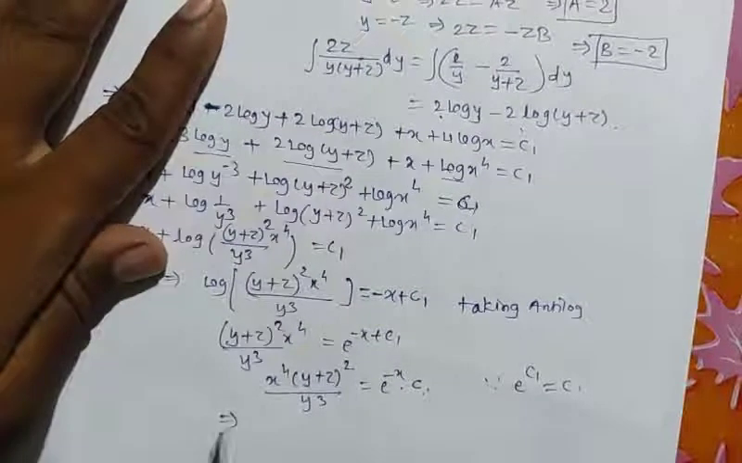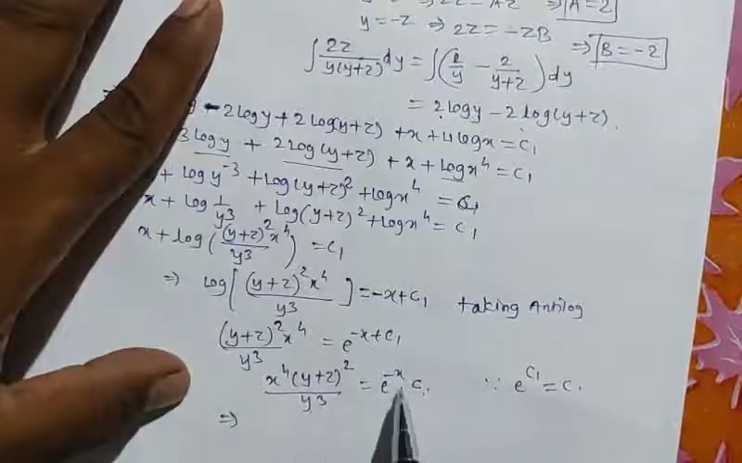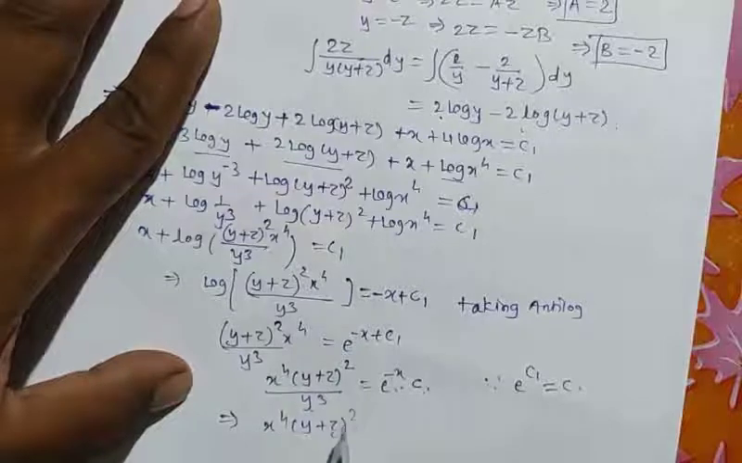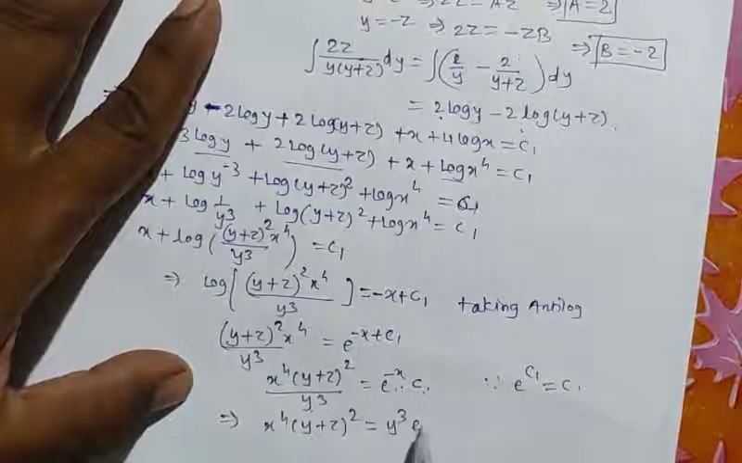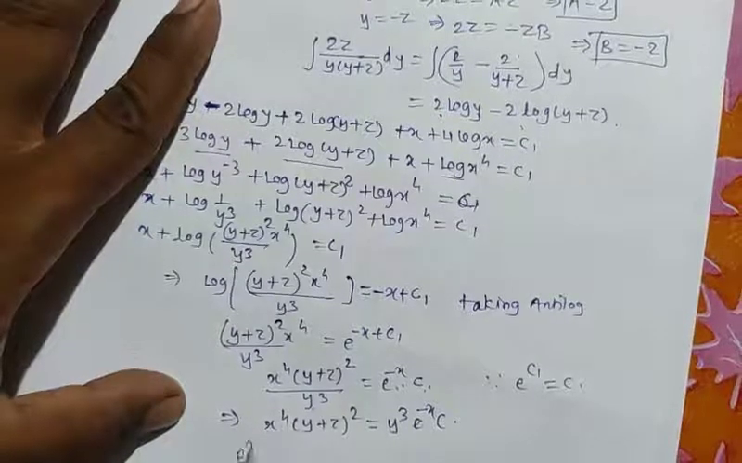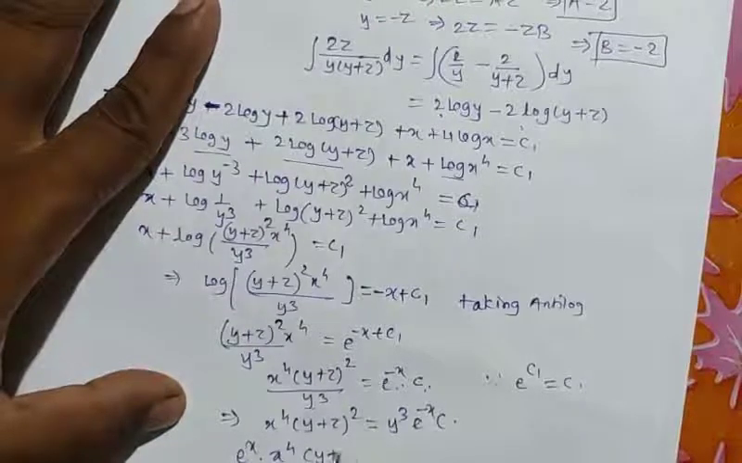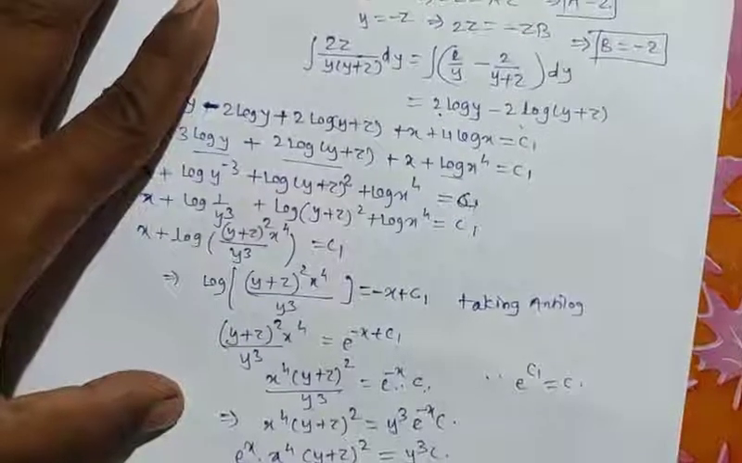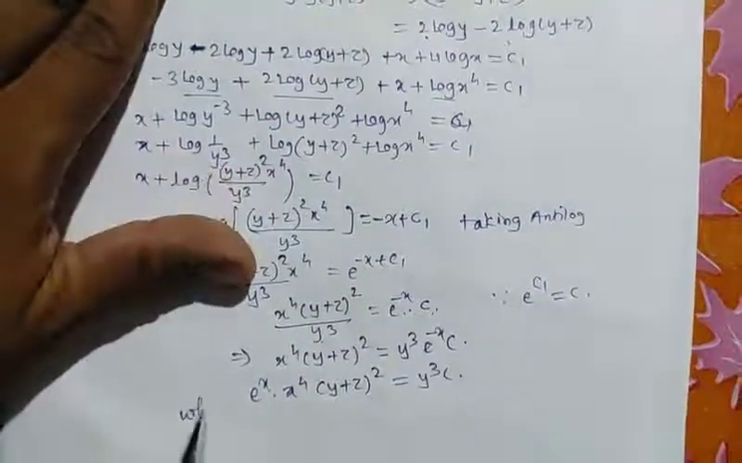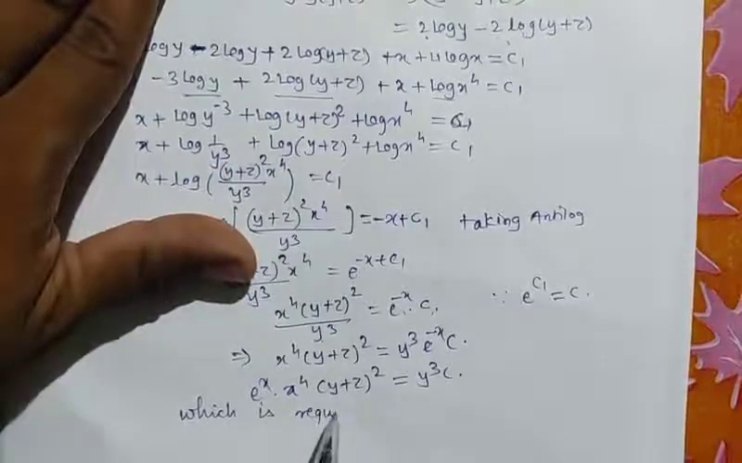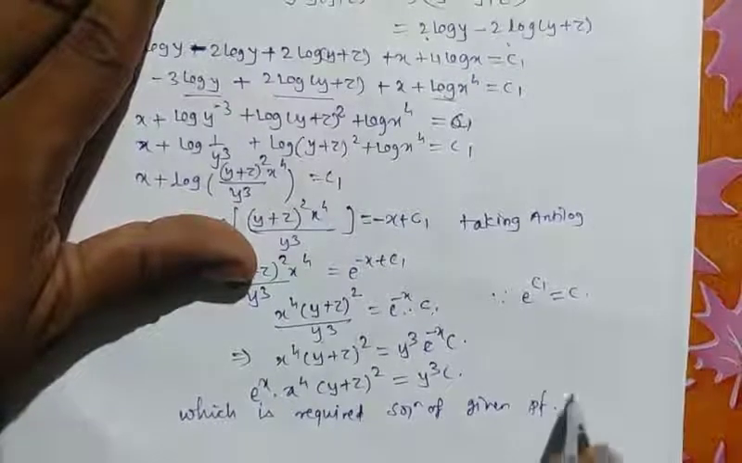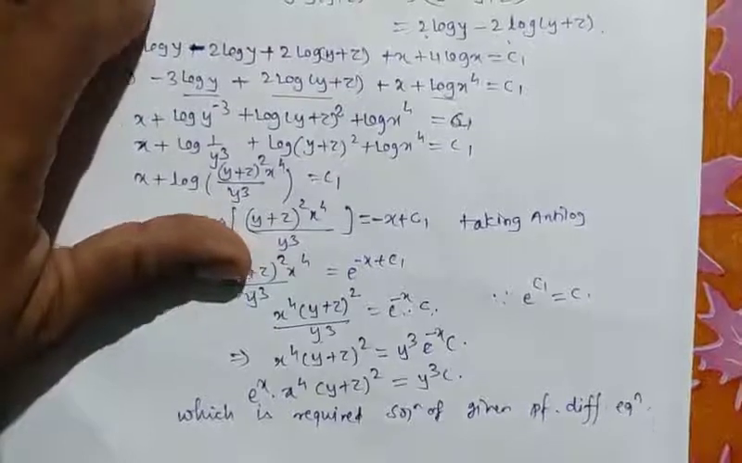That implies, multiplying this value on the right hand side, we get x raised to 4 into y plus z whole square is equal to y cube e raised to minus x into c. So dividing by e raised to minus x, on the other side we get e raised to x into x raised to 4 into y plus z whole square is equal to y cube into c, and this is the required solution of the given Pfaffian differential equation. Okay, we will stop here.